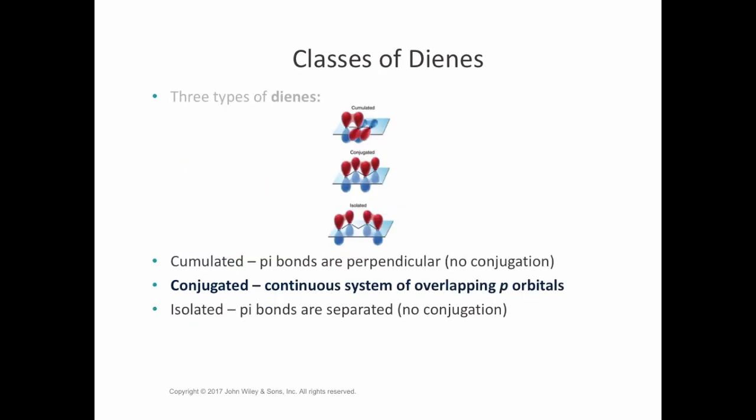This shows the pi bonds represented as overlapping p orbitals. So in the accumulated diene, the pi bonds are perpendicular. There's no conjugation. In the conjugated diene, all of the pi bonds are overlapping, and this is what makes it conjugated. And in isolated pi bonds, the pi bonds do not overlap with each other. They are separated, and therefore there's no conjugation. Conjugation is important because it gives a molecule extra stability.